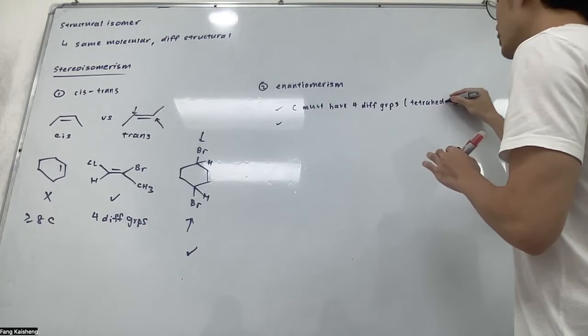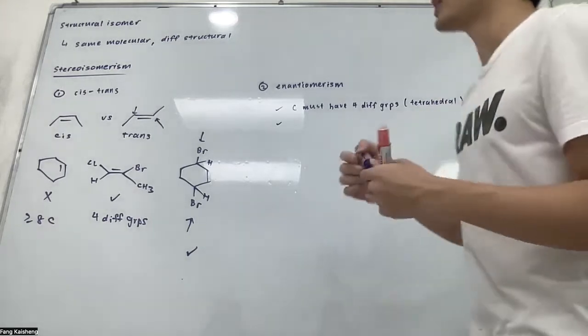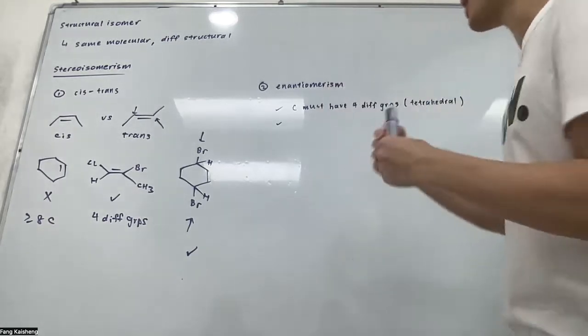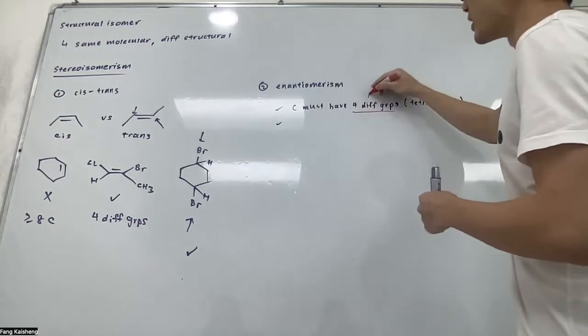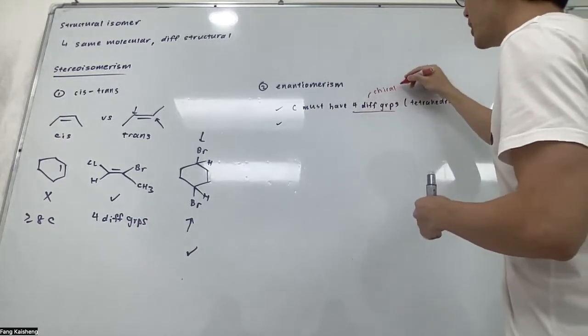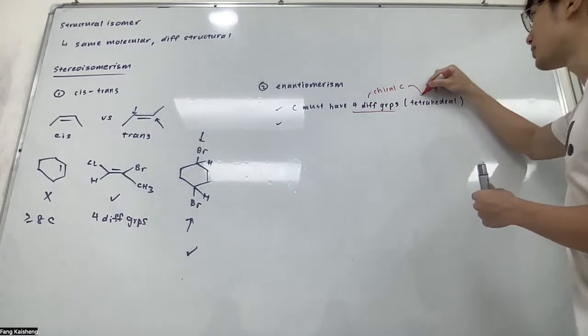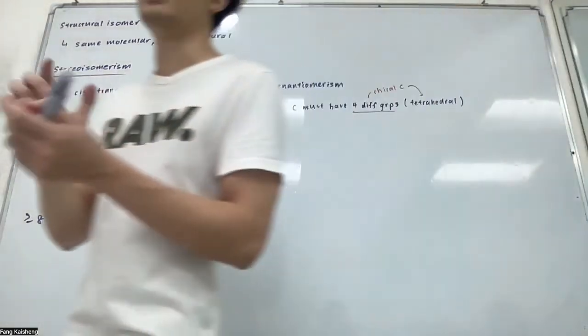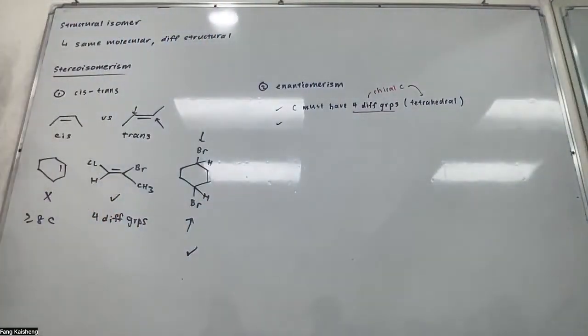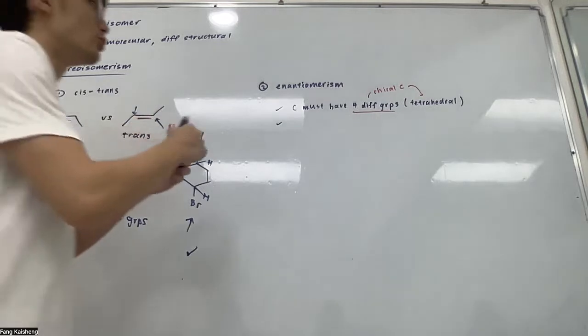And this is something we're going to look at later. They will always ask you guys to spot for a chiral carbon. A carbon that has 4 different groups is called a chiral carbon. And a chiral carbon must be tetrahedral. Just take note of that first. A chiral carbon that's not a tetrahedral carbon, you can pretty much ignore. So you slowly train to do this.